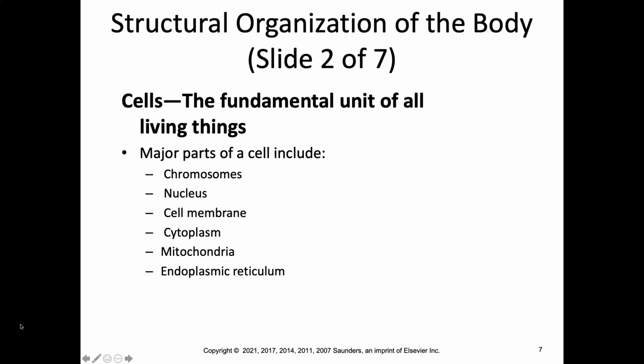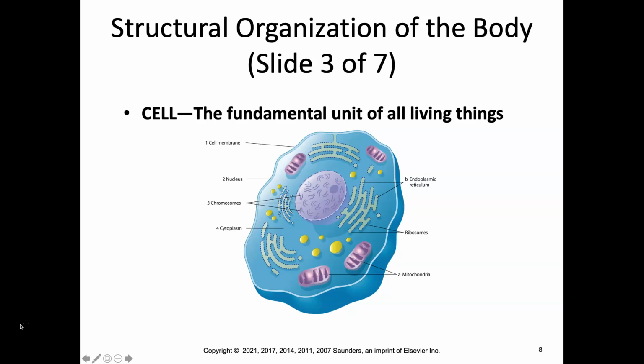So we talked a little bit about how cells are the fundamental unit. There are major parts of a cell. Those include the chromosomes, nucleus, cell membrane, cytoplasm, mitochondria, and endoplasmic reticulum. And this gives us the visual for that. So this would help you fill in that figure, Figure 2.1 on page 32. So you may want to click on this PowerPoint as you are working to fill in that information and become familiar with it.